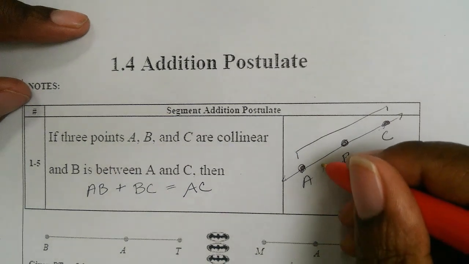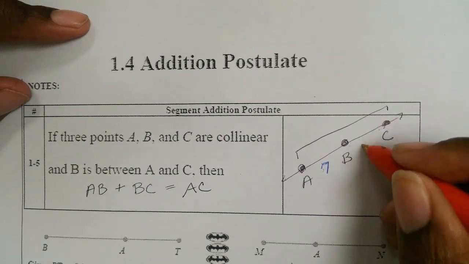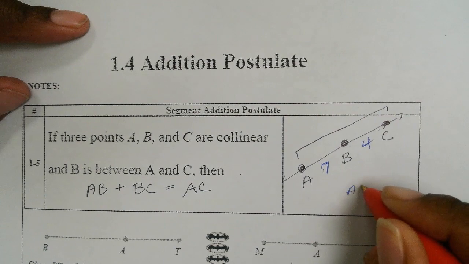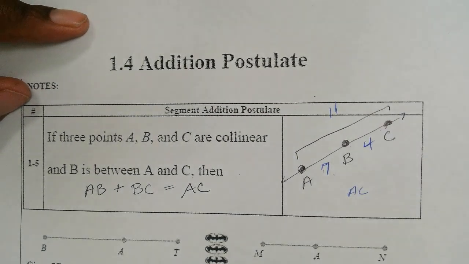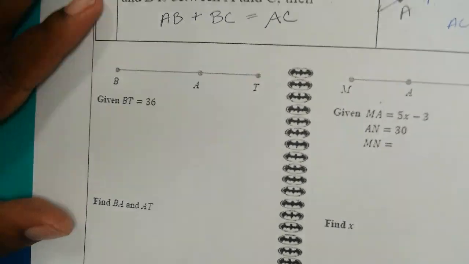So again, another way of thinking of it, I can actually put numbers there. Let's say that AB is 7, that distance is 7, and BC has a distance of 4. Then we know that AC will have to be 11 because 7 plus 4 is 11. See? Simple enough. So now we're going to practice some problems where we do it.